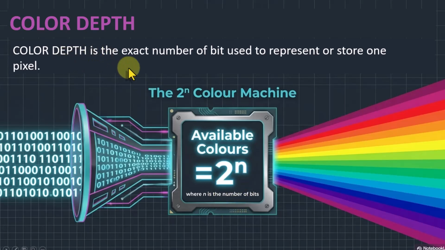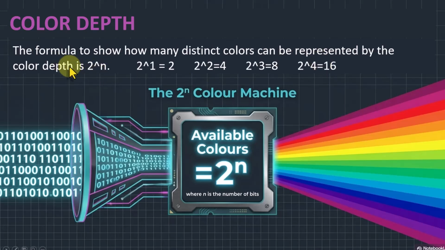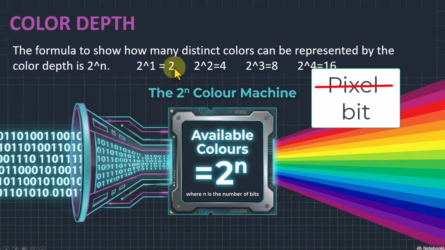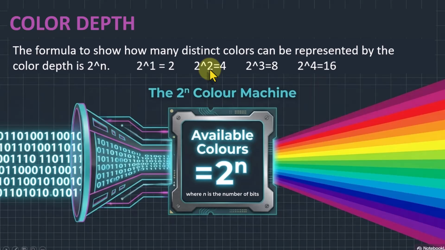So color depth is the exact number of bits used to represent or store 1 pixel. Color depth is calculated with 2 to the power of n. For example, 2 to the power of 1: if you have 1 bit for a pixel, that is 2 different colors. If you have 2 bits for a pixel, you can store 4 different colors. If you use 3 bits for each pixel, 2 to the power of 3 is 8, so you can show 8 different colors. And if you use 4 bits for each pixel, you can show 16 different colors. So that's very important.